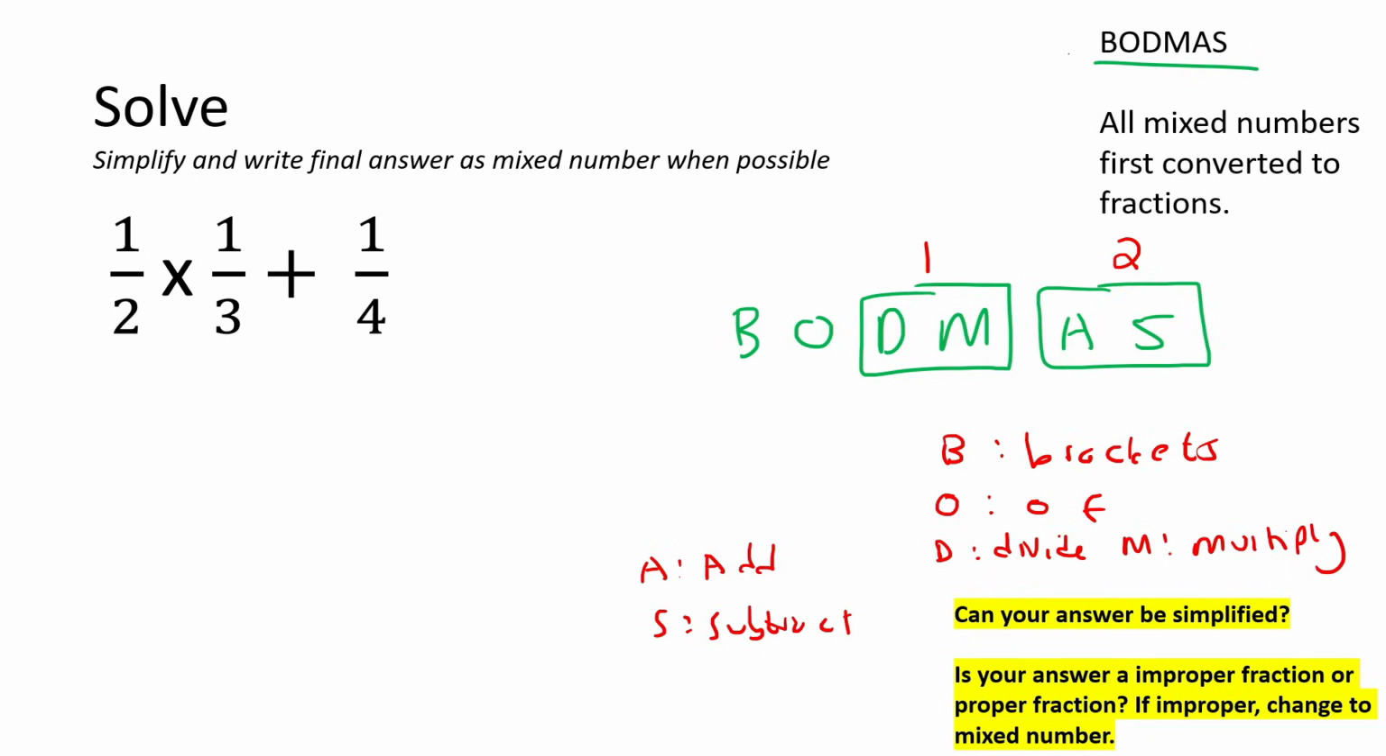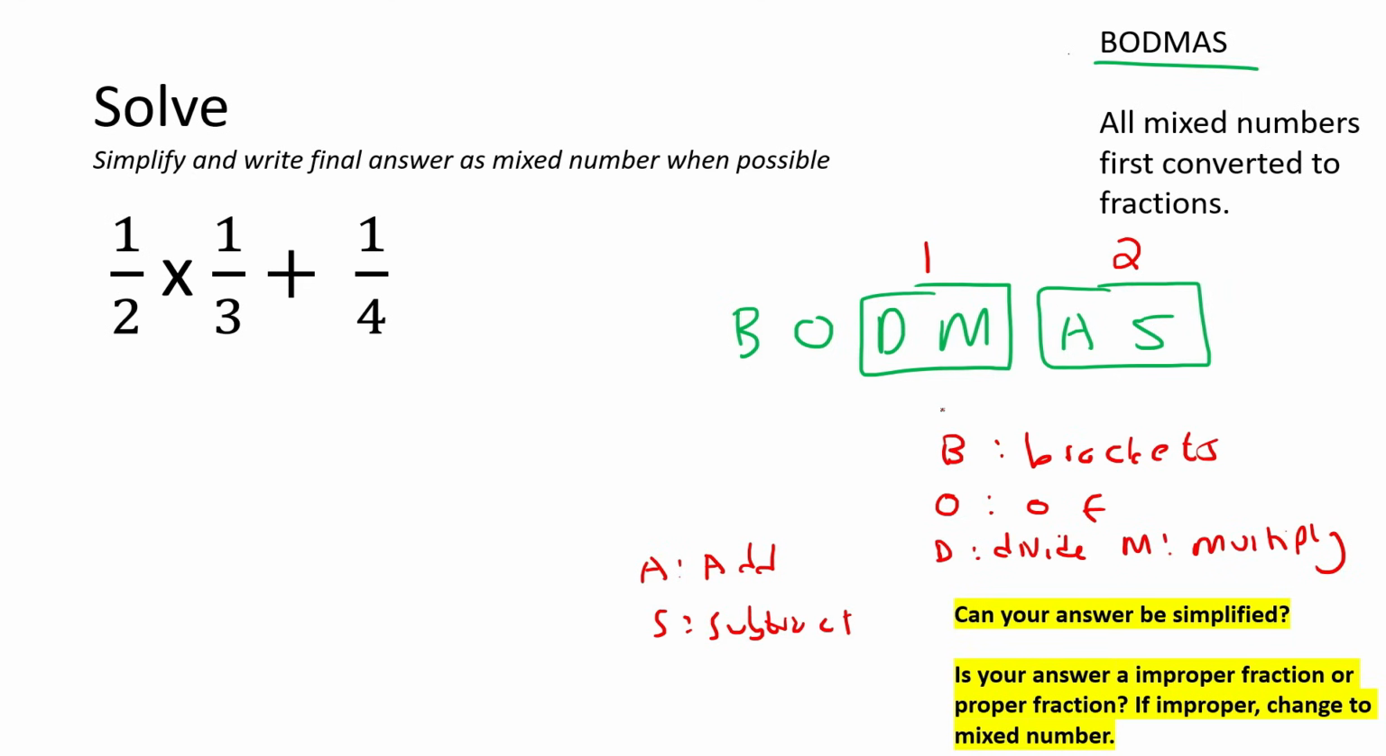But what a lot of learners think is that because the D comes before the M, division comes before multiplication. It's not true. Division and multiplication, they go together. So you can do any one of them first. And then addition and subtraction, they also go together. So you can do any one of them first.